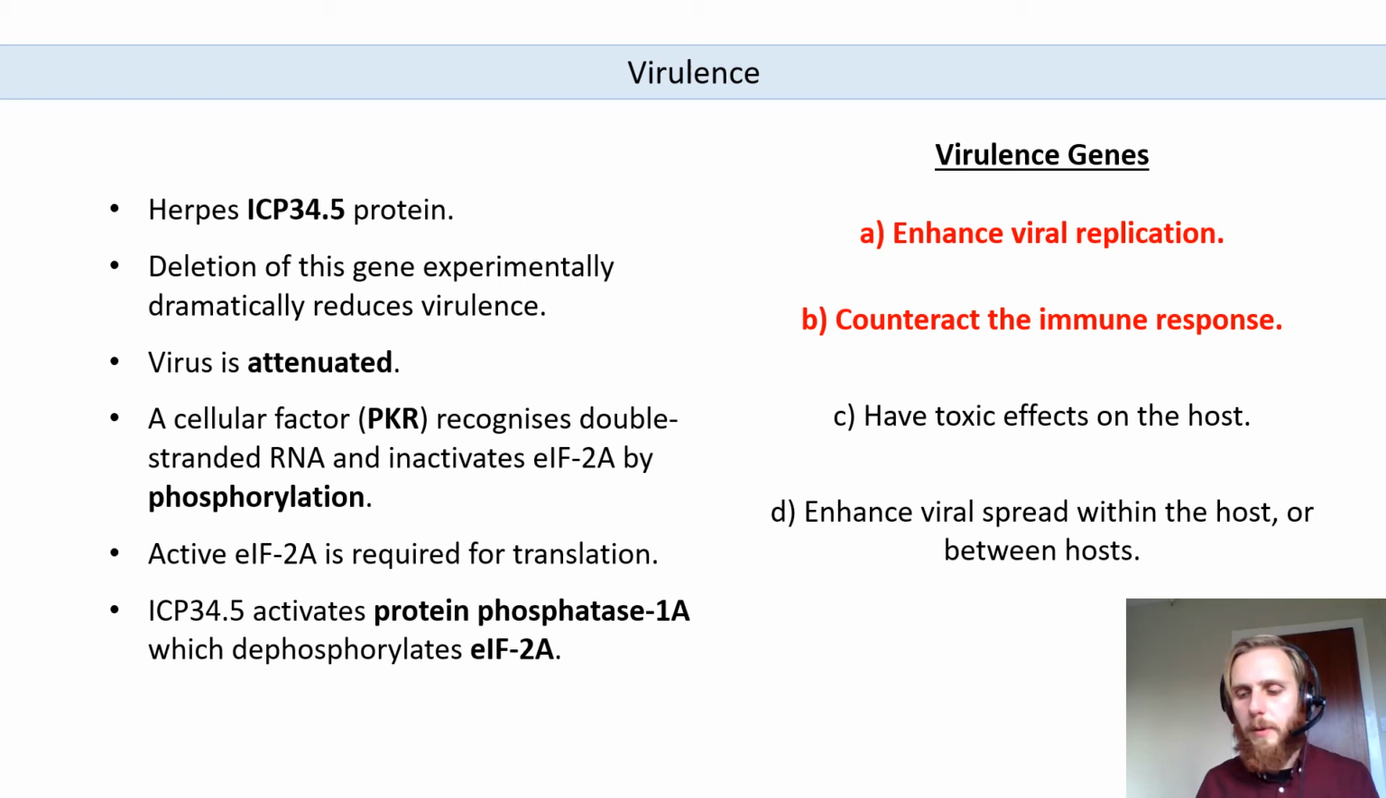When this PKR recognizes viral DNA, so a composition that is characteristic of viral DNA, double-stranded RNA. We know there should never be double-stranded RNA in a host cell, so if there is, it's indicative of a viral infection. So once PKR recognizes double-stranded RNA, it inactivates EIF2A, which is a cellular enzyme essentially.